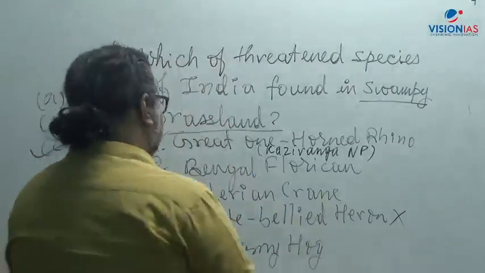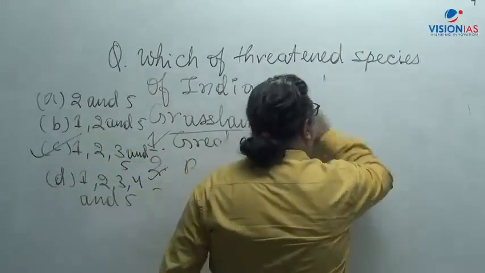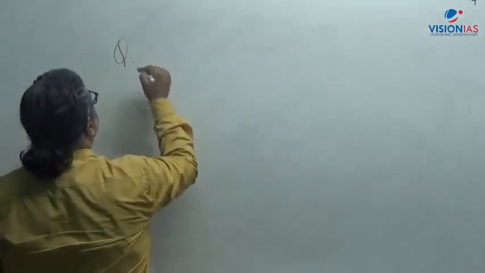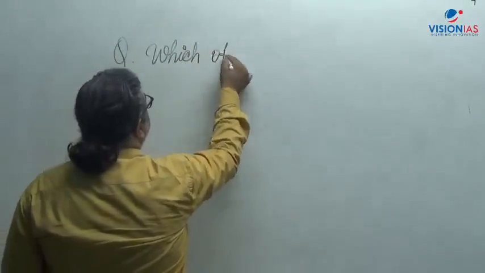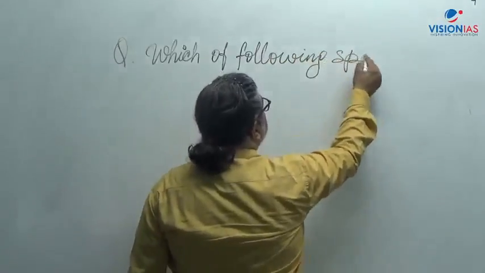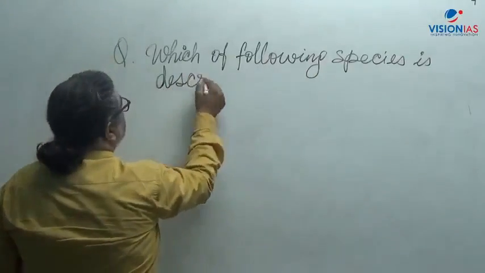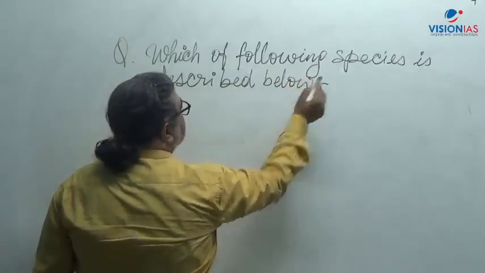Let's look at the last question here. I'm just coming to the last part of the question. Let's say, for example, if a question is asked like this: which of the following species is described below? This is another way a question can be asked.